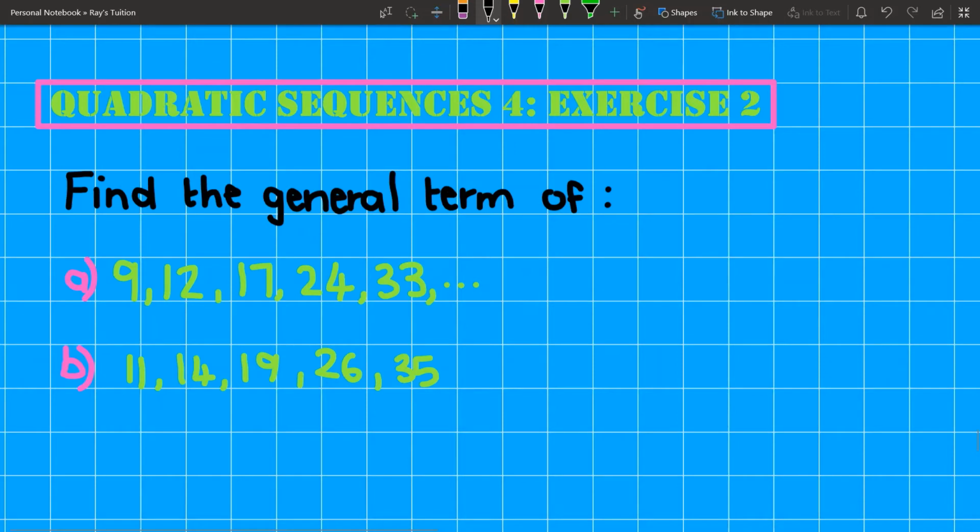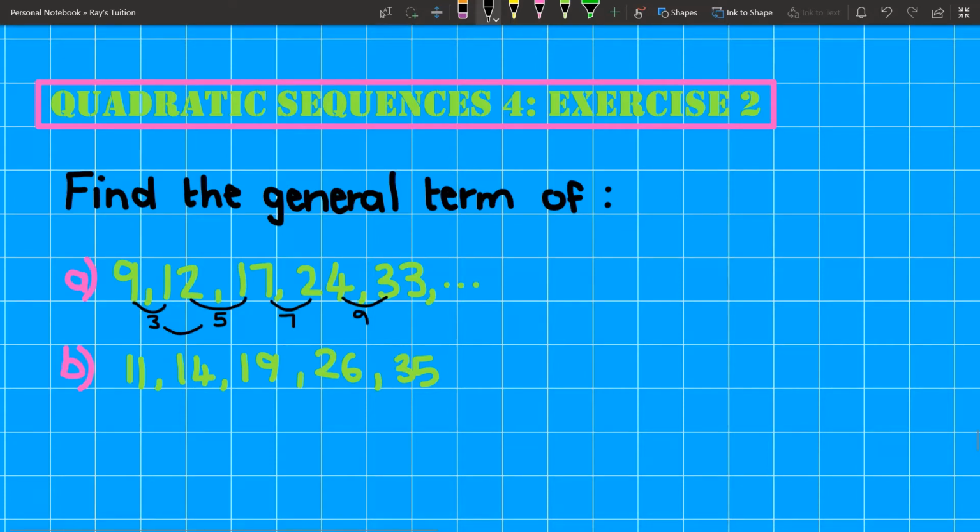So for a quadratic sequence, first we find the first difference, which we do by subtracting. So 12 minus 9 is 3, 17 minus 12 is 5, 24 minus 17 is 7, and finally 33 minus 24 is 9. So we can see our first differences are 3, 5, 7, and 9, and there are no common first differences, so it is not linear.